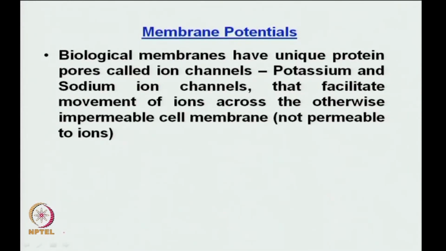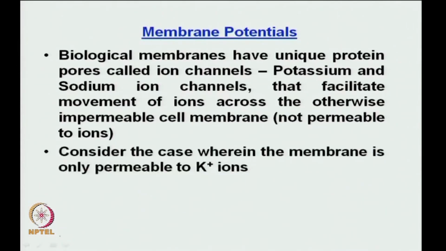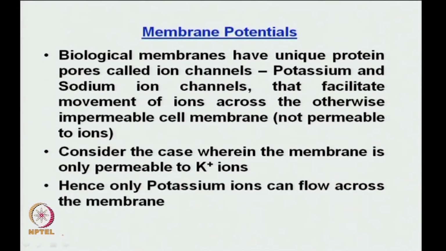So, just a little bit of membrane potentials. Biological membranes have unique protein pores called ion channels, say potassium ion channels, sodium ion channels, that facilitate the movement of ions into and out of the cellular interior, because your plasma membrane is essentially impermeable to charged species. So, the potassium channel has to open up to allow potassium ions to pass through, otherwise they will not be able to do it. Okay, so, consider the case where the membrane is only permeable to potassium ions. Hence only potassium will flow across, right, that goes without saying.